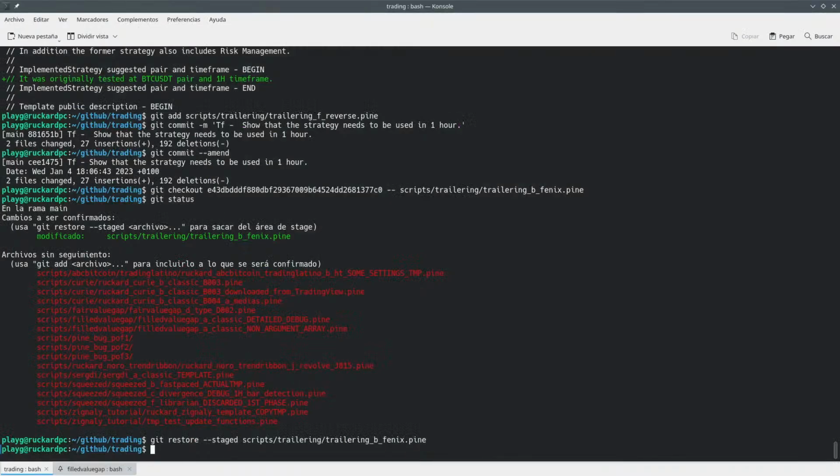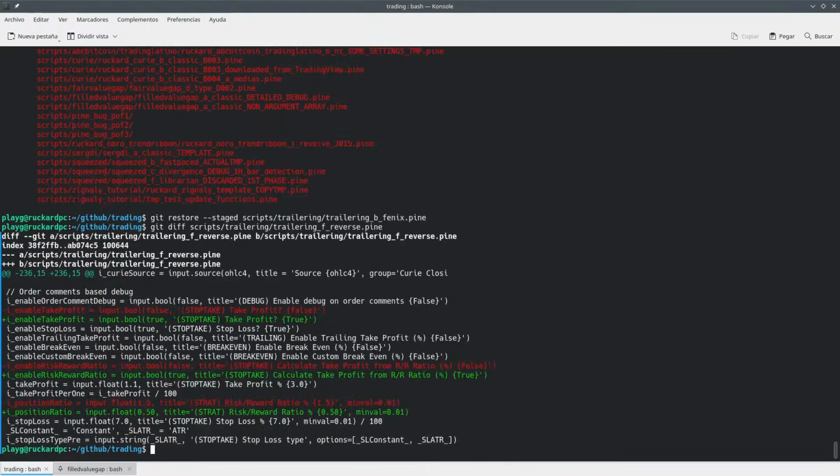Okay, so now we can check this. You can see how we enable take profit. Risk reward ratio is set to true and then it's 0.5. But we need these other settings about having a minimum and a maximum take profit, otherwise this is not going to be useful at all. Okay, so hit add, trailering F reverse.